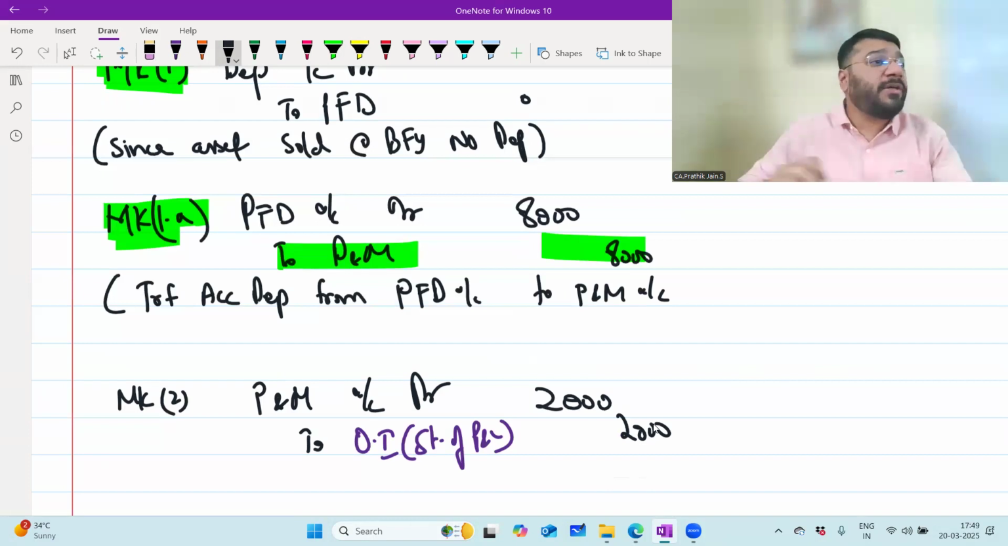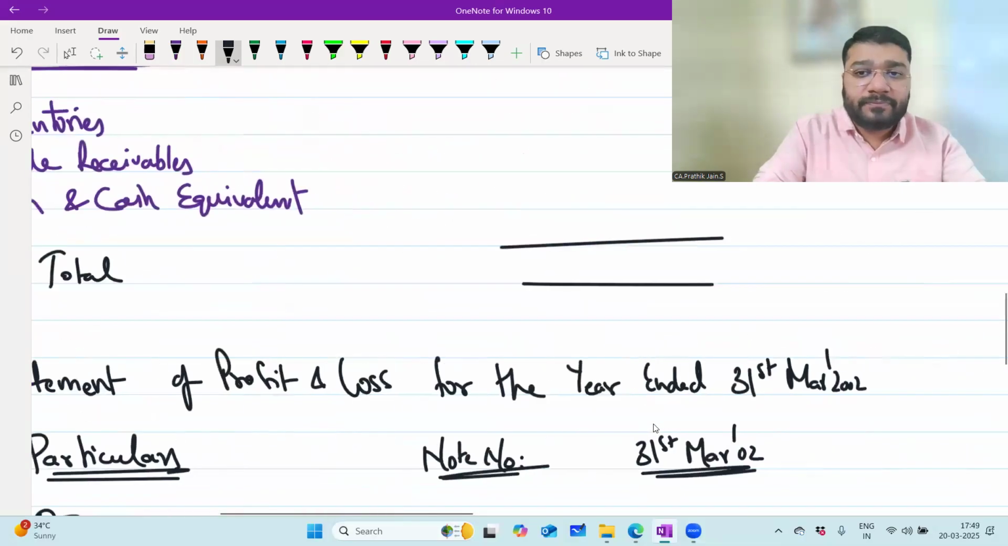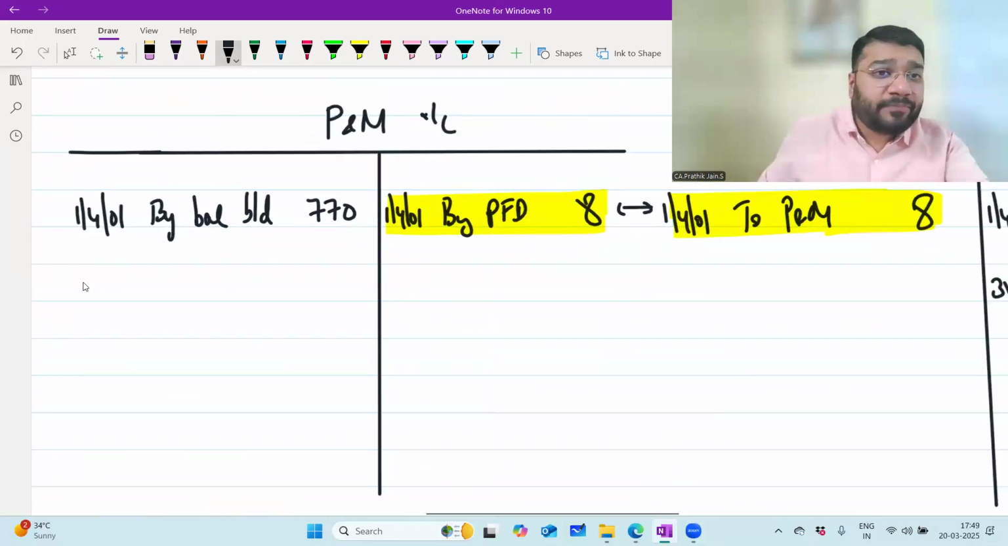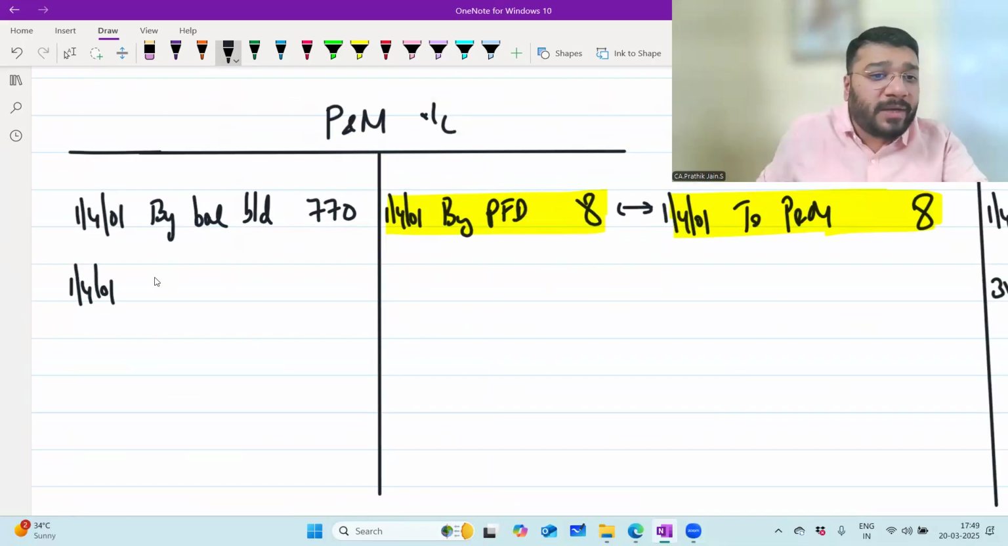Can I post this in the ledger? In the plant and machinery ledger, 2 profit on sale of asset, 2 other income, 2 statement of P&L. Whatever you want, you can write it. 2 profit on sale of the asset. Which date? Same 1/4/2001. This is 2.